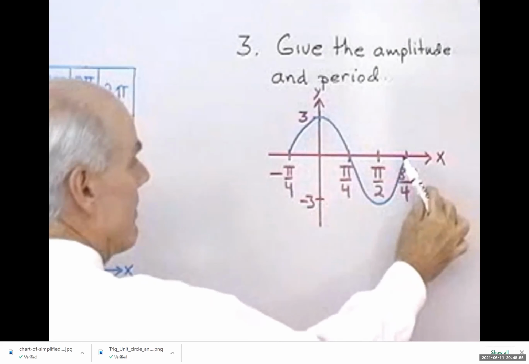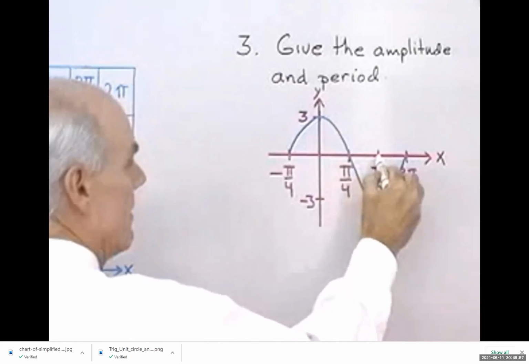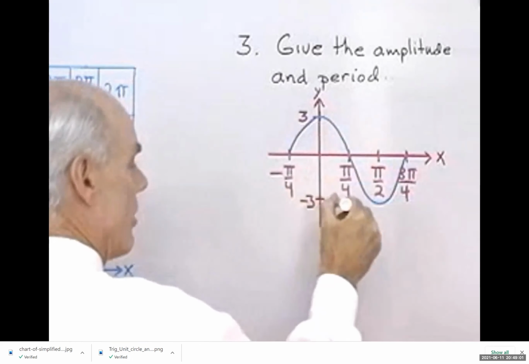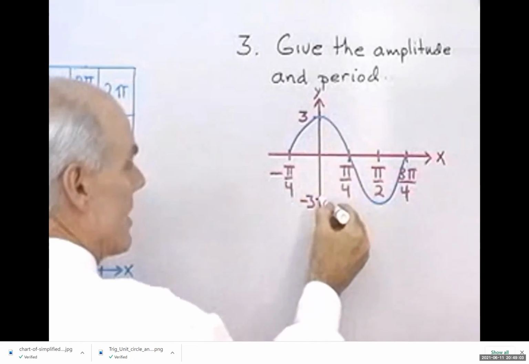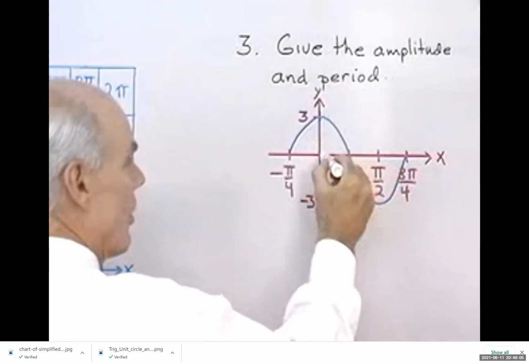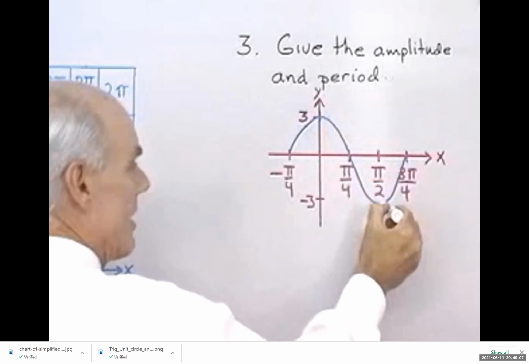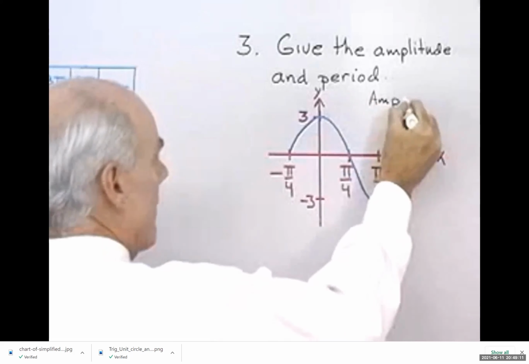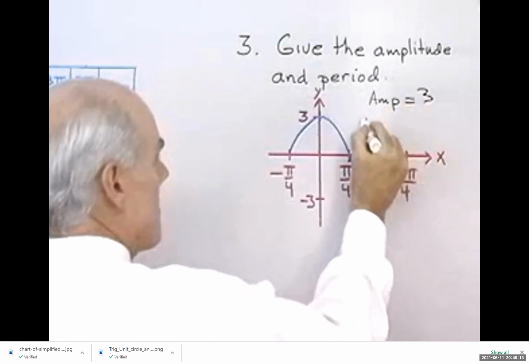It's a sine curve. It has an amplitude of 3. That is the average, or halfway, between the highest point and the lowest point. That's a total of 6. Half of that is 3, or it's just the height of that hill and the depth of that valley. So the amplitude for this graph is equal to 3.